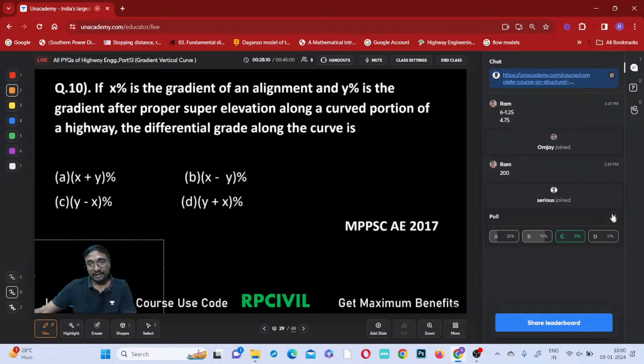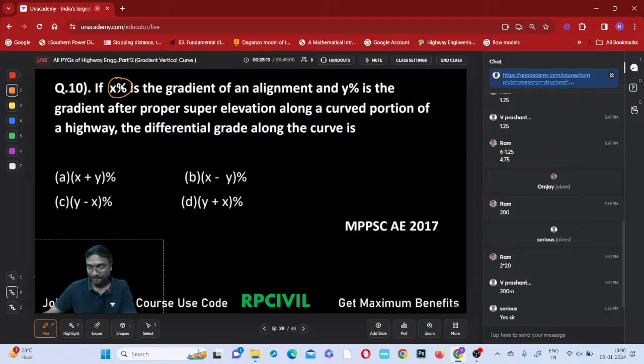Right. Now, if X percentage is the gradient of alignment and Y percentage is the gradient after proper super elevation along a curved portion of a highway, then what is the differential grade along the curve? How can you get this differential grade along the curve? Y is the gradient after proper super elevation along a curved portion of a highway. Then the differential gradient along the curve is, right? What is the meaning of this differential gradient along the curve?